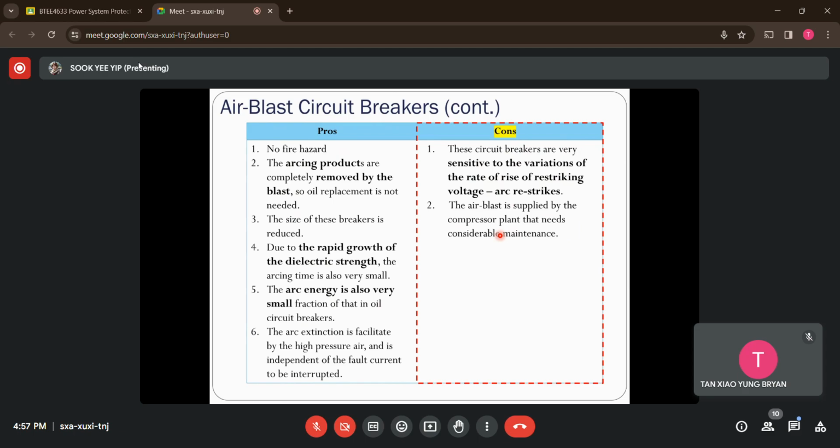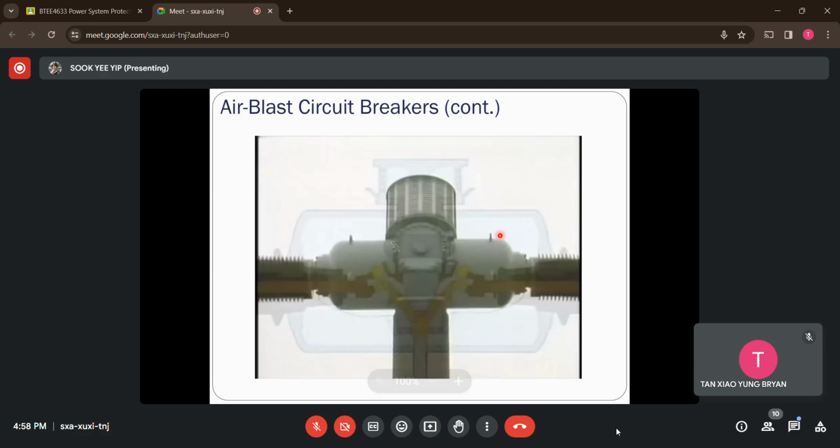Cost of the breakers implementations. Okay, so I have another video here showing how the air blast breakers work.